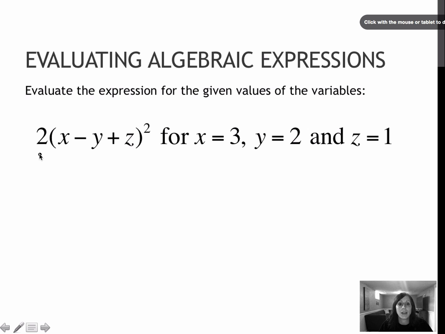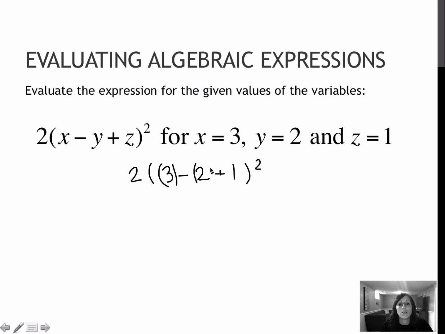I have a 2 on the outside, and then I have x minus y plus z, all of that squared. So 2 on the outside, I replace x with 3, I replace y with 2, and I replace z with 1. And quite often you'll see people plug in the values in parentheses. This will be very important later on when we're dealing with positive and negative values rather than only positive. For now, it's not as important.